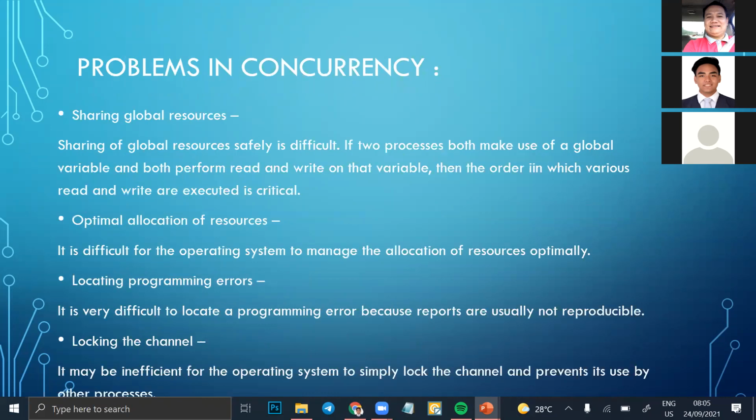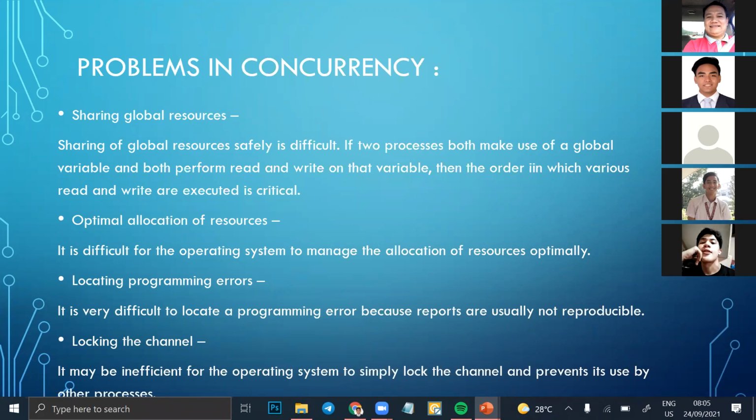The next one is, what are the problems in concurrency that we may possibly encounter? The first one is sharing global resources. Sharing of global resources safely is difficult. If two processes both make use of a global variable and both perform reads and writes on that variable, then the order in which the various reads and writes are executed is critical.